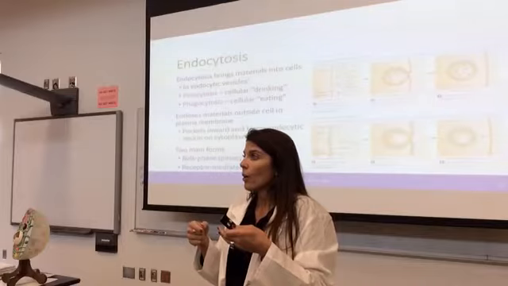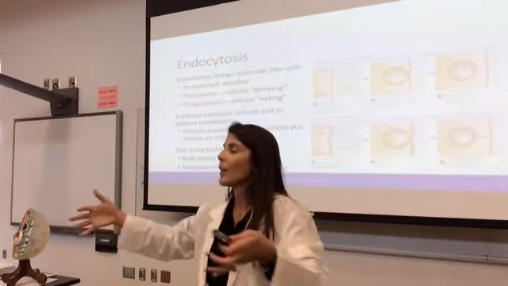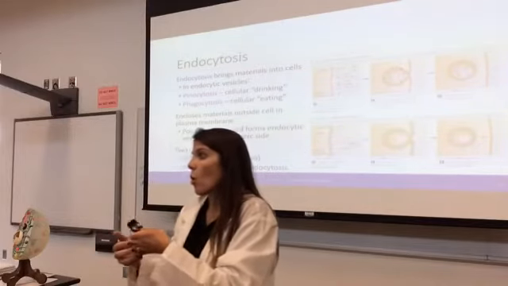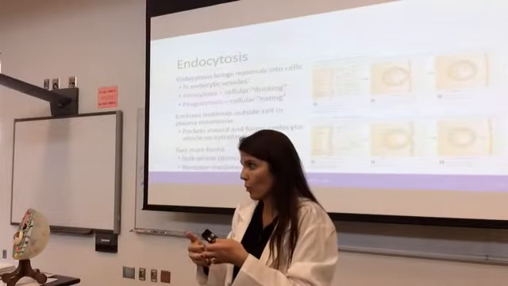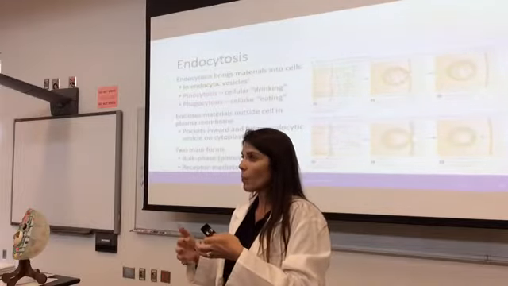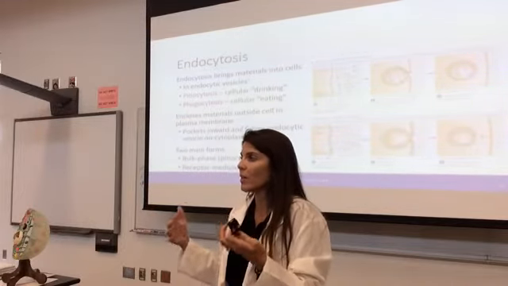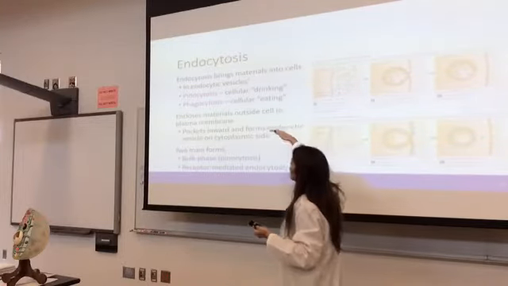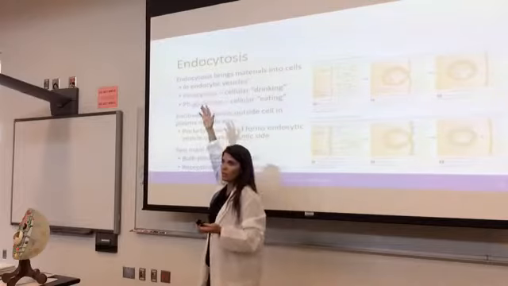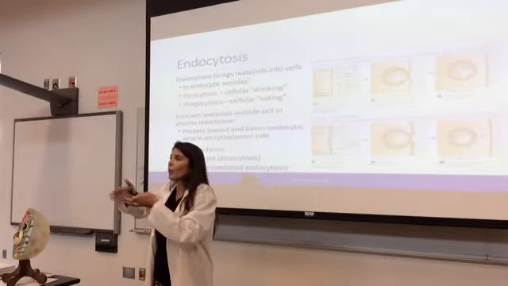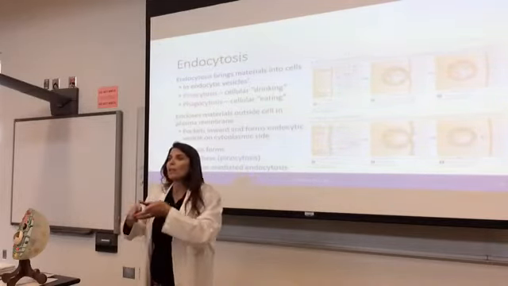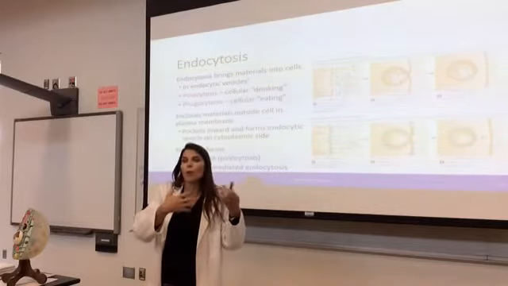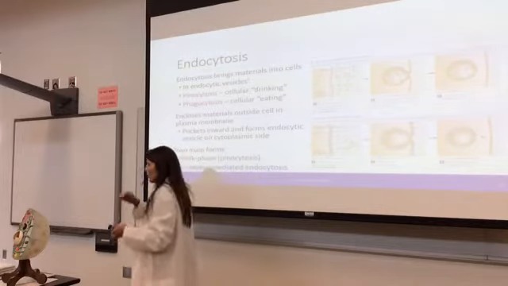Phago is whenever the cell brings in something larger, like a big bacteria or a complex molecule of some sort. Because it's larger and it's not just liquid, we call it cell eating. Okay? So pino and phagocytosis are both endocytosis. It's just subdividing. Is it bringing in fluid? So we call it pino. Is it bringing in something else, something large like a bacteria or a glucose molecule or something like that? That's phagocytosis.